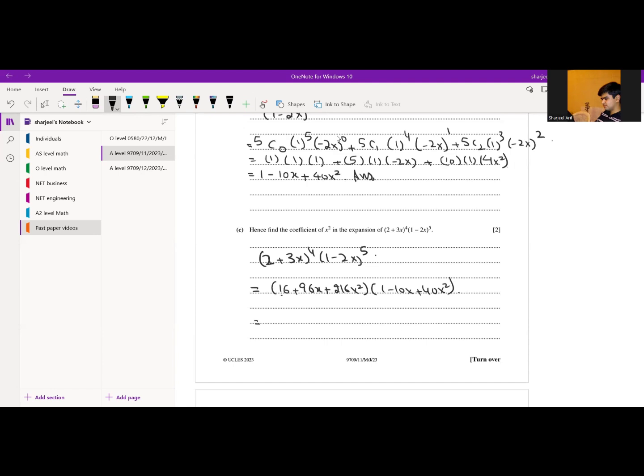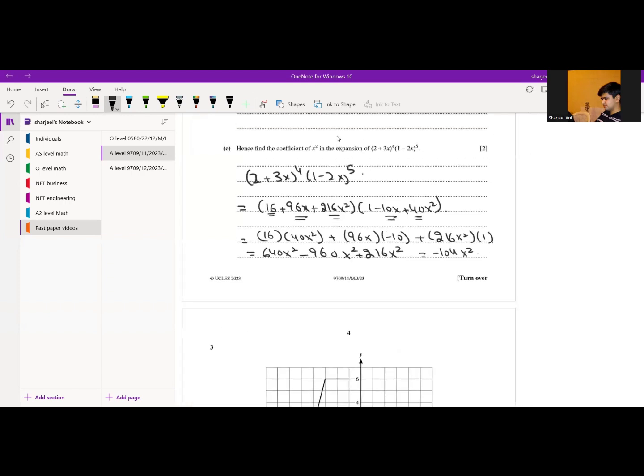So you will get x square when you multiply 16 by 40x square. So you will get 16 into 40x square plus 96x into minus 10x. And for the last one, you will get 216x square into 1. Right. So further you will get 640x square minus 960x square plus 216x square. So your final answer will be minus 104x square. We just need to mention the coefficient. So the coefficient will be minus 104. That would be your final answer.